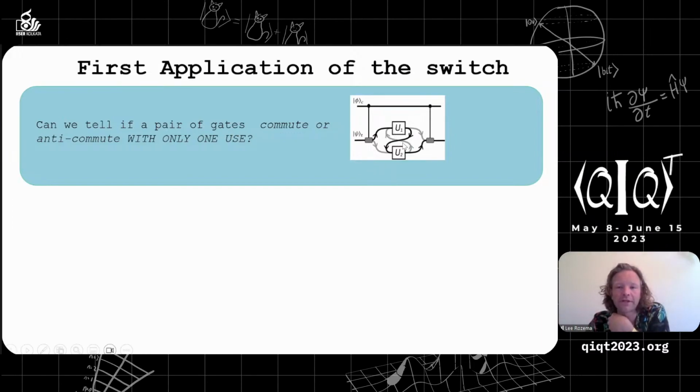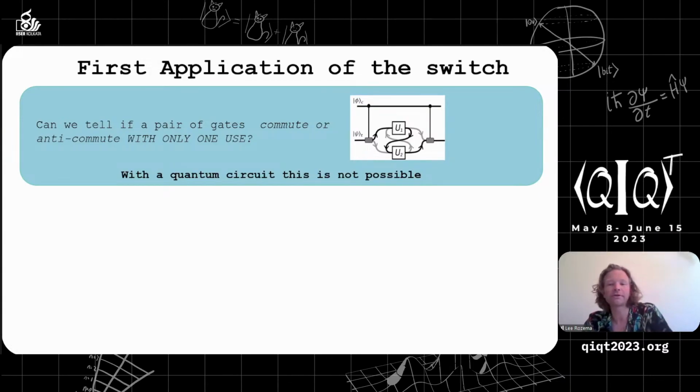We're still going to consider our two gates U1 and U2, and now we imagine that there's a referee, and the referee tells us that the gates U1 and U2 either commute or they anti-commute. Your goal is to determine which of these two statements is true. However, you're only allowed to use each gate once. And as I alluded to earlier, with a quantum circuit, this isn't possible. You can't deterministically win this game using each gate once.